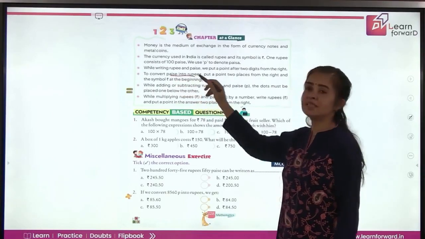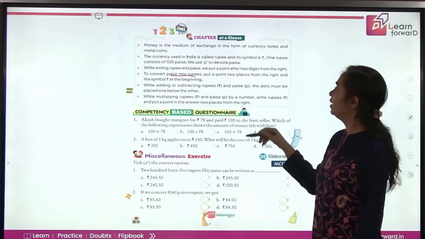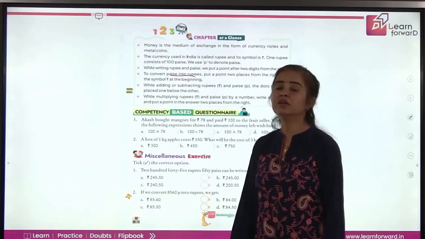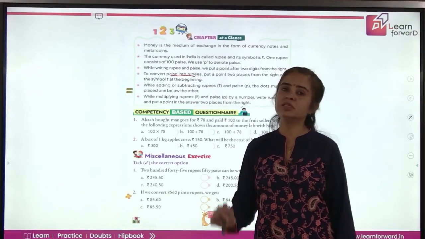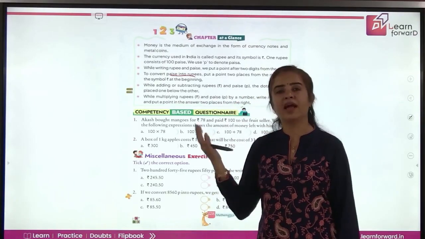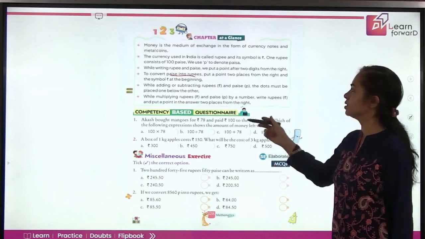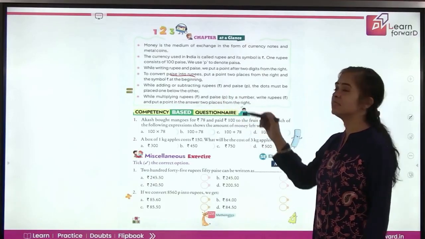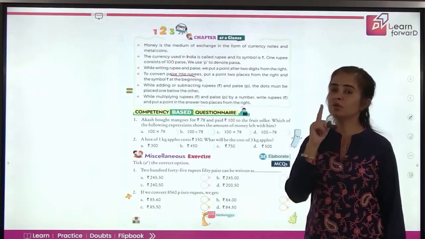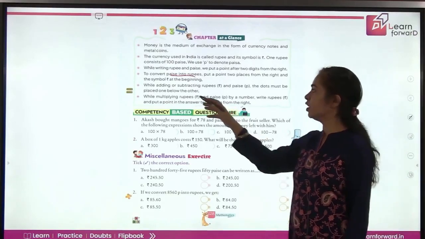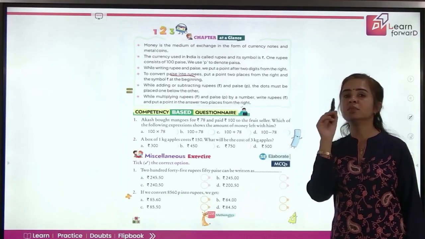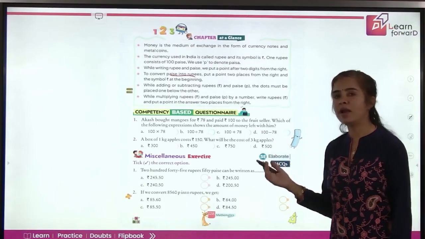To convert paise into rupees, we divide, and to convert rupees into paise, we multiply. The other way to convert paise into rupees is to just take away the last 2 places, put a point before them, and you get the amount in rupees. While adding or subtracting rupees and paise, remember that the points should come one below the other, and you have to put the point in the answer also. When you are multiplying rupees and paise by a number, just write rupees before that, and you are done.